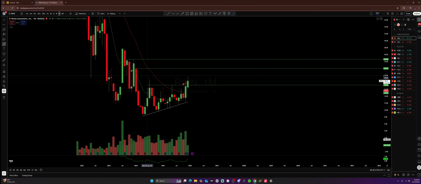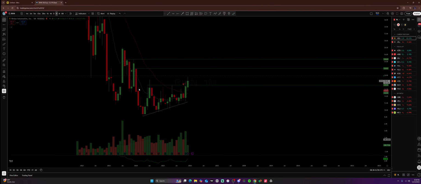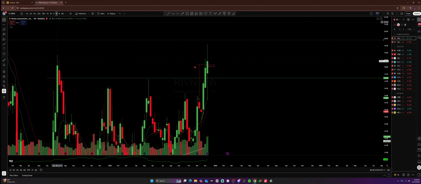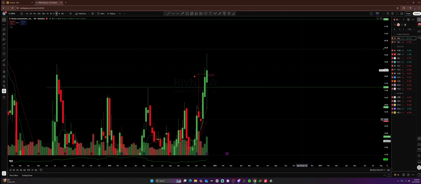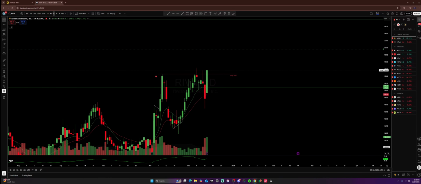But you can see, look at the base right here. Huge base. It's starting to break out. I took this in my premium literally on Friday. We're in a little bit of drawdown right now, but we'll see how it opens and we'll see if it plays. But yeah, I want to go over Rivian all the way down here.